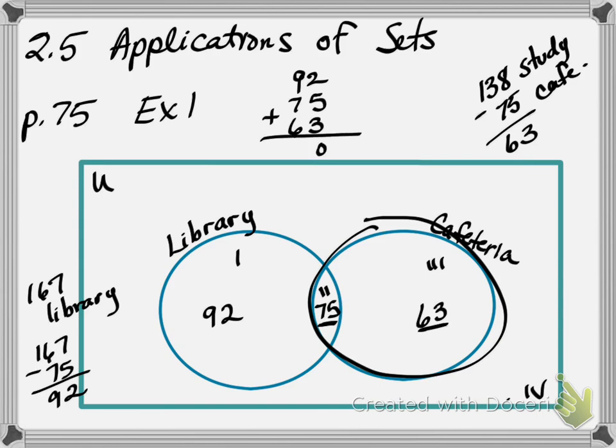So we need to add those up. So that's 230 people that we've already accounted for, and there were 250 people total that were surveyed. So we'll subtract those to figure out that there's actually 20 that don't study in either place. Maybe they study in their room.